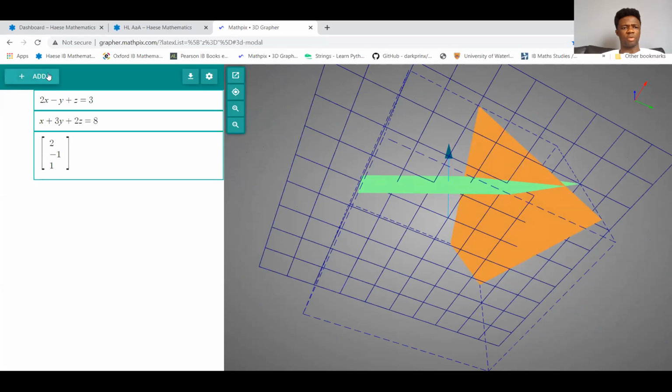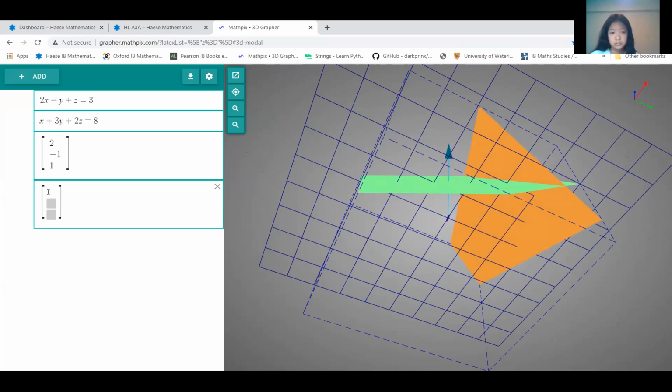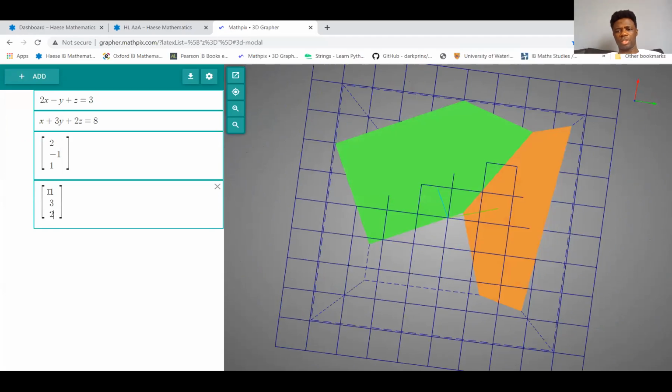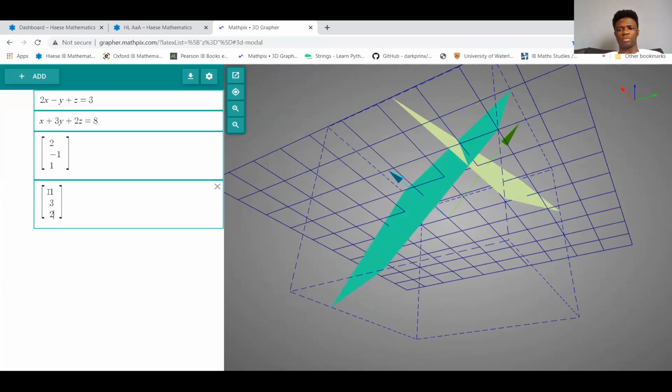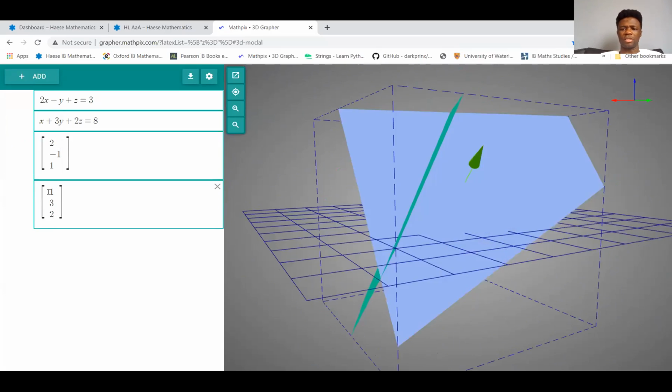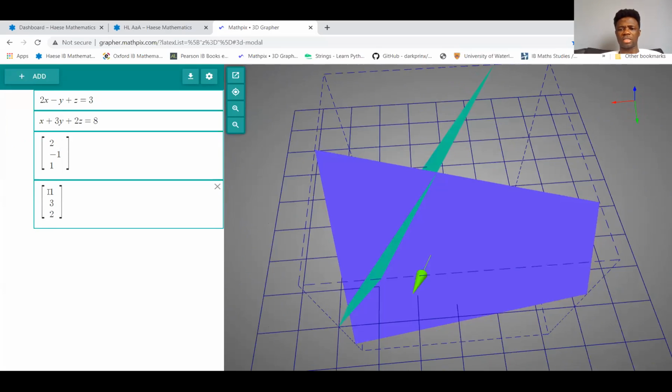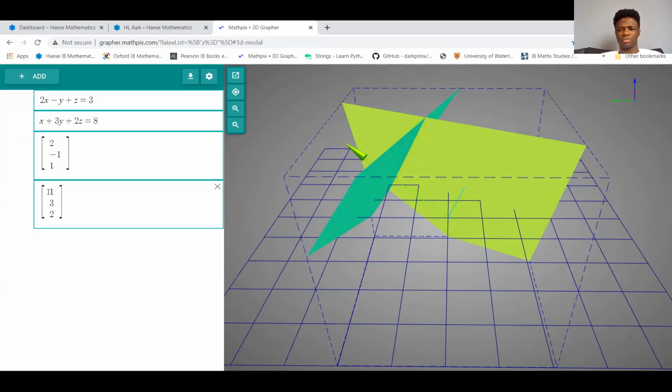Okay. Then for the second one, Karen, could you give me the normal to that plane? 1, 3, 2. Good. So you can see this is the normal to the other plane. Okay, so clearly now, this is the picture you are looking at in the book.